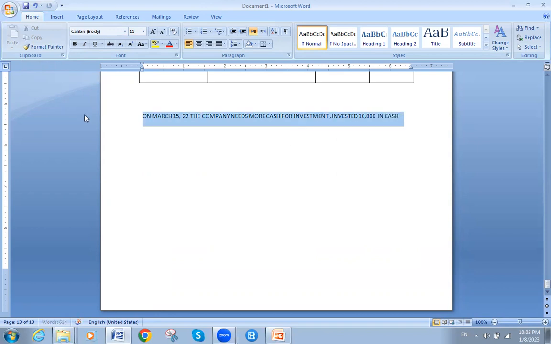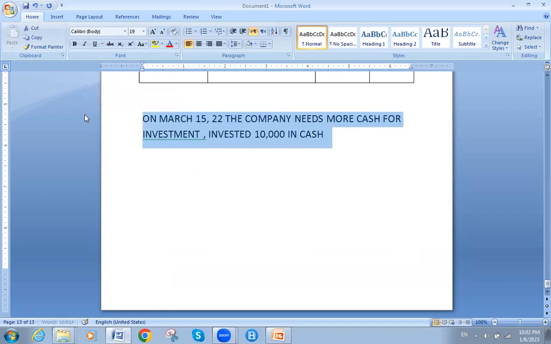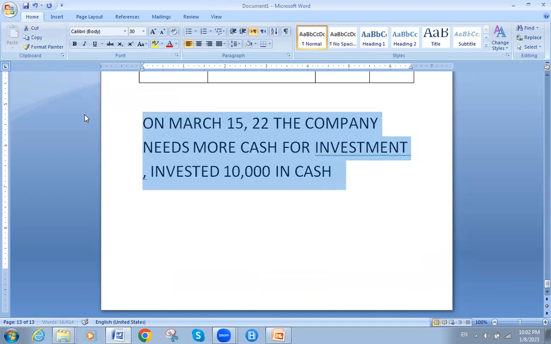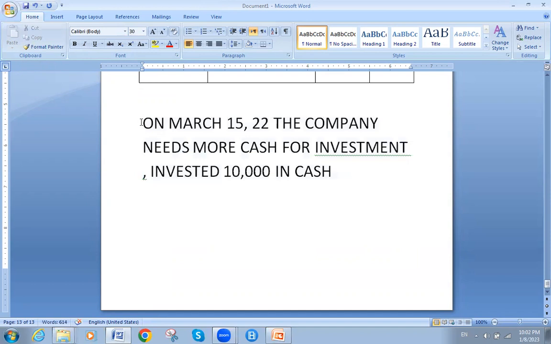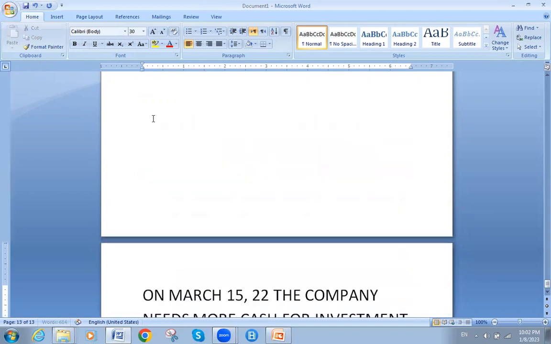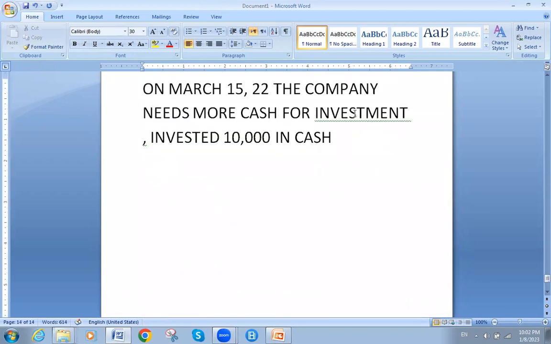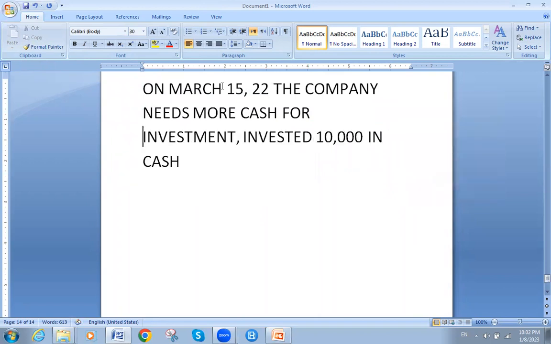So here, in this transaction, we need money for expansion. So it will be from cash into capital, exactly the same. On March 15, 22, the company needs more cash for investment. Invested means that they have already got the money and deposited it in the cash box in the company, or the safe box in the company. So this will be like that, as I will show right now.